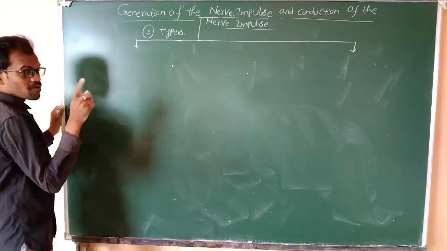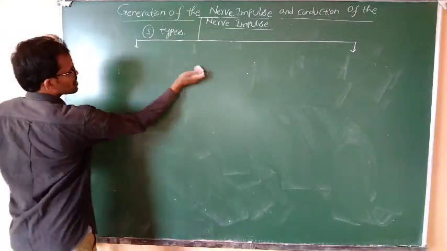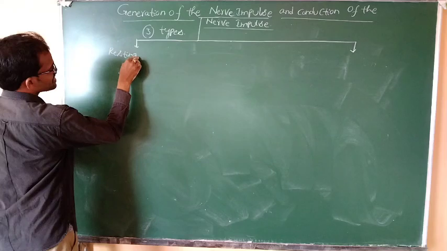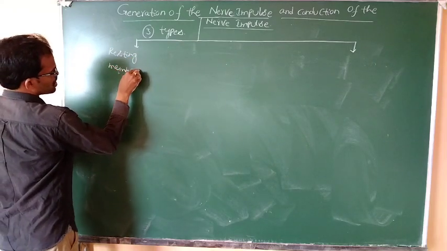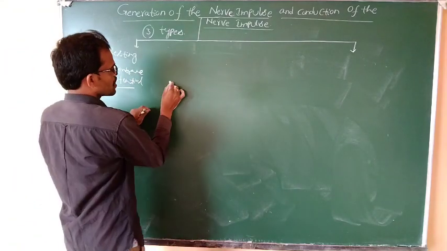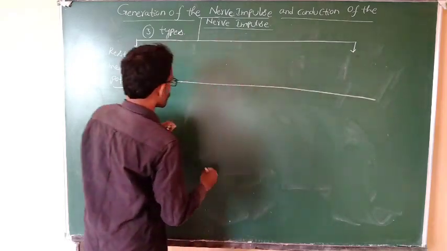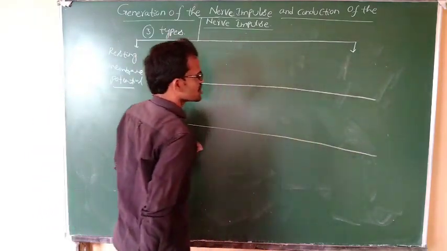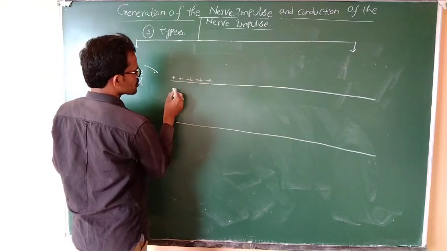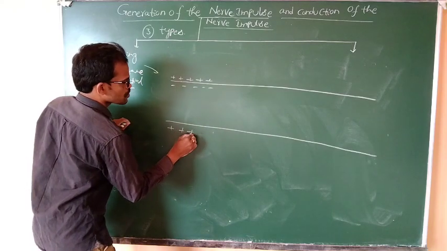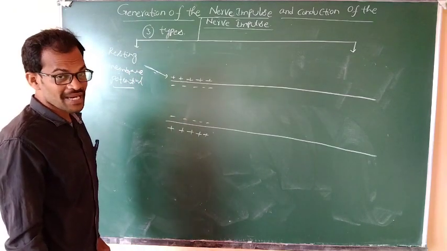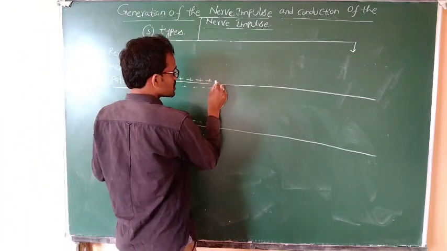The first one is known as the resting membrane potential. All of you listen once. What is the resting membrane potential? Positive, positive, positive, positive, positive, negative, negative, negative. It is the resting membrane potential.